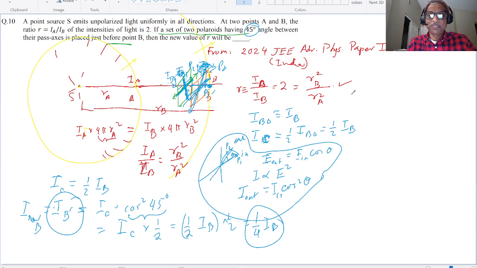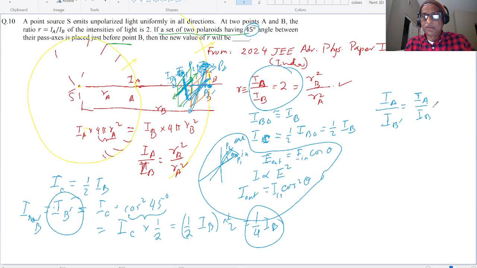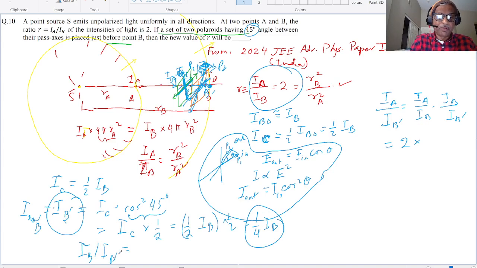So now we can use this to relate IA over the new IB prime, with the polarizer in between. That is equal to IA over IB times IB over IB prime. So IA over IB was 2, and IB over IB prime is going to be 4. So the ratio will be 8, and that will be the answer.